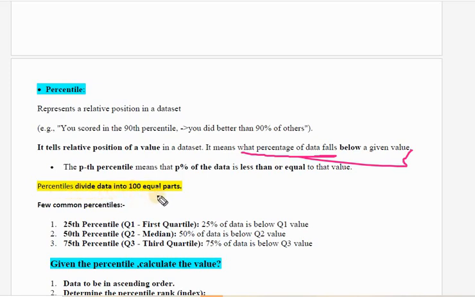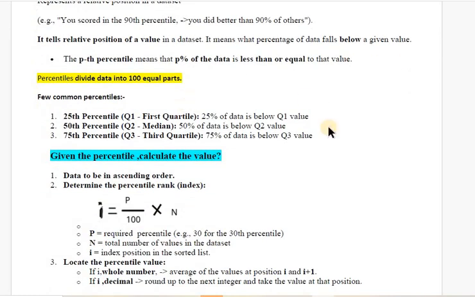Percentiles divide the data into 100 equal parts. For example, 25th percentile means 25% of data is below Q1. The 25th percentile is the first quartile, the 50th is the median, and the 75th percentile is the third quartile. We will see the meaning of quartile in some time.